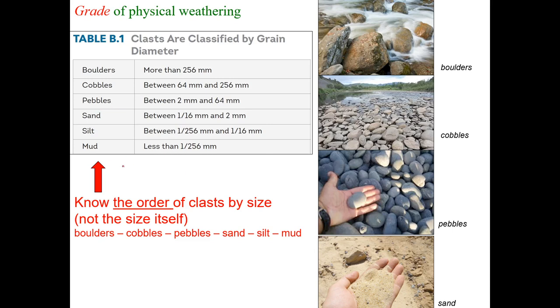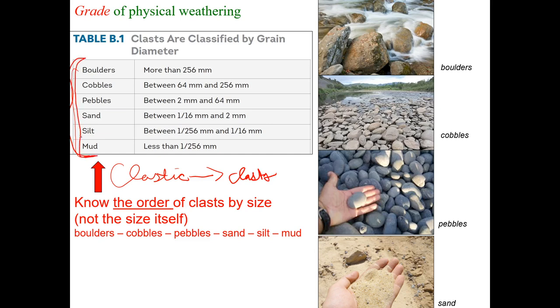Okay, so clastic rocks, right? Remember this word, clastic rocks are formed from clasts, right? And clasts are just little pieces of sediment, of broken rocks and minerals. It's just kind of another word for sediment. So we classify sediment in different ways, based on grain size.